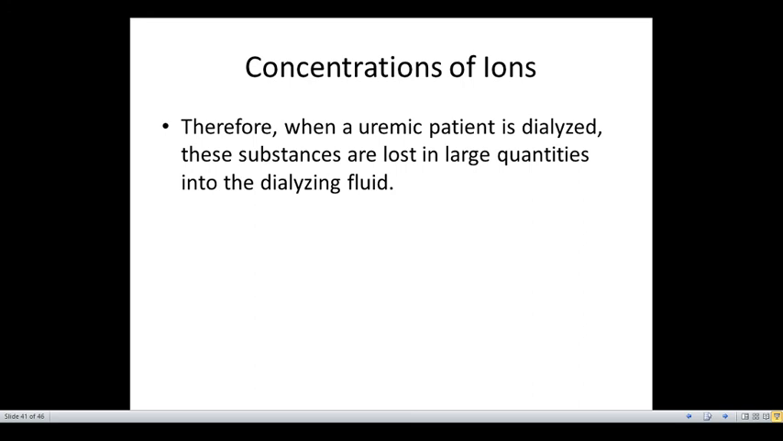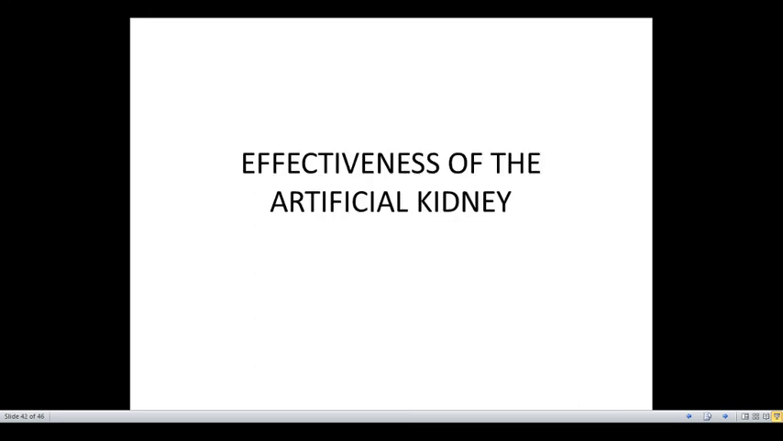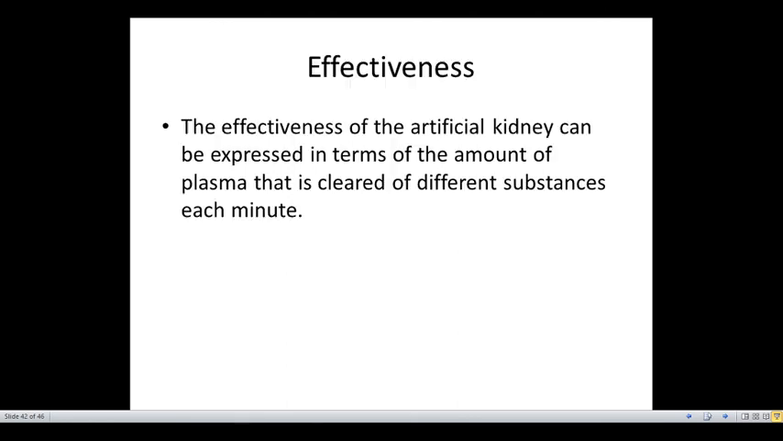Effectiveness of the artificial kidney. The effectiveness of the artificial kidney can be expressed in terms of the amount of plasma that is cleared of different substances each minute.